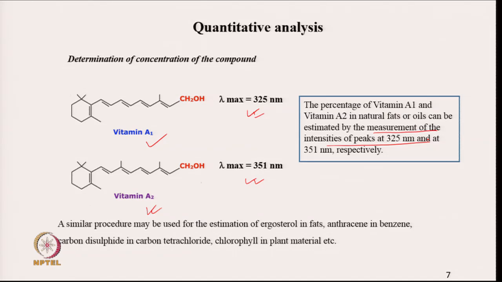So, just by looking at absorption spectra and looking at the intensity of the peak at 325 nanometer, which belongs to vitamin A1, or 351 nanometer which belongs to vitamin A2, you can know the concentration of vitamin A1 and vitamin A2 in natural fats. A similar kind of procedure has been used for estimation of ergosterol in fats, anthracene in benzene, carbon disulfide in carbon tetrachloride, and chlorophyll in plant material.